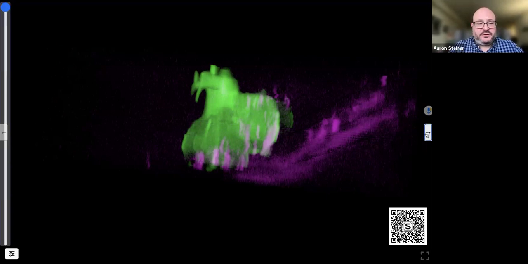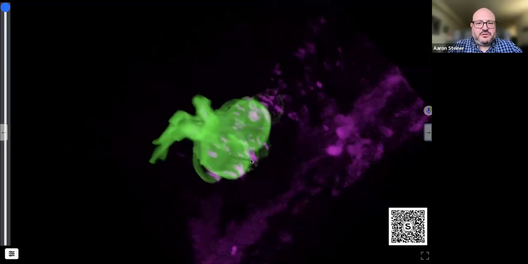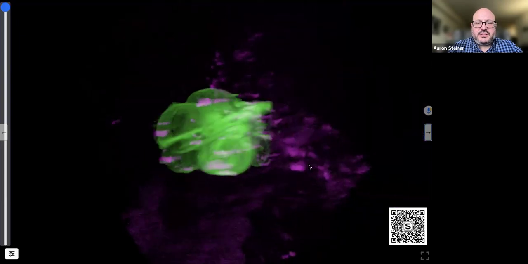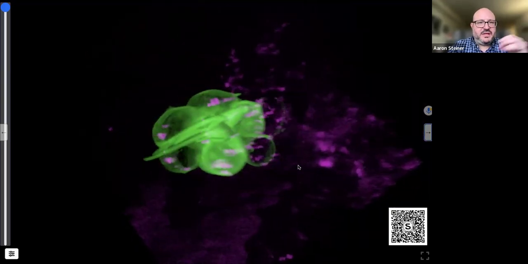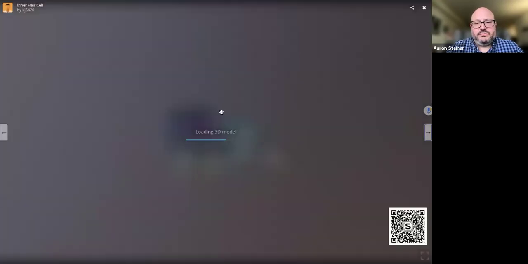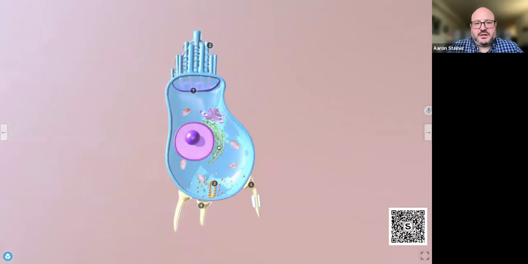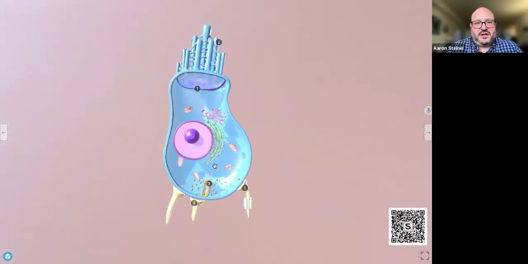Now, how does the actual hair cell get stimulated? What does a hair cell really look like in greater detail? Because here you can see that they're sort of bulbous, and they have a little thing coming out the top. But if we were to look at a model of one of these, it would look something like this. So this is a hair cell.